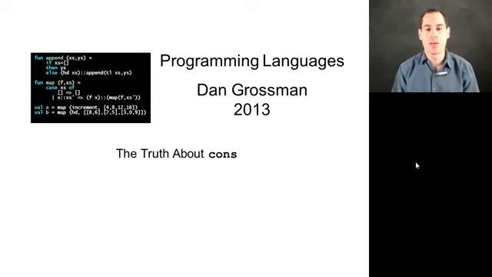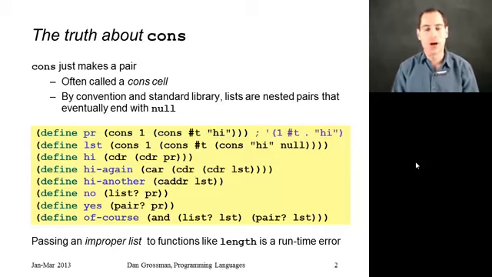In this segment, I want to continue studying how Racket is a dynamically typed language by telling you the truth about this cons primitive that we have been using to build lists. And that truth is that we can also use cons to make a pair. In fact, what cons really does is take two arguments and make a pair. And in Racket, as is common in dynamically typed languages, all a list is some number of nested pairs that ends with the empty list, that ends with null.